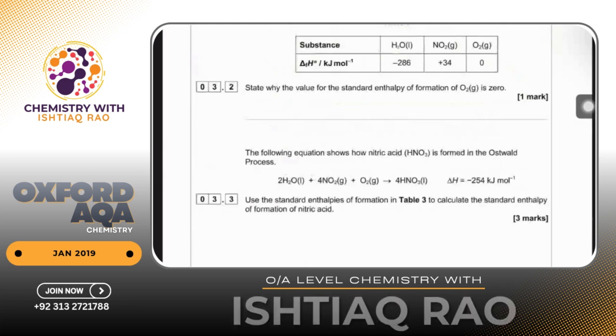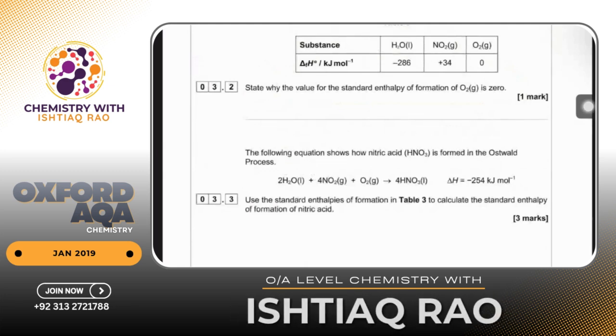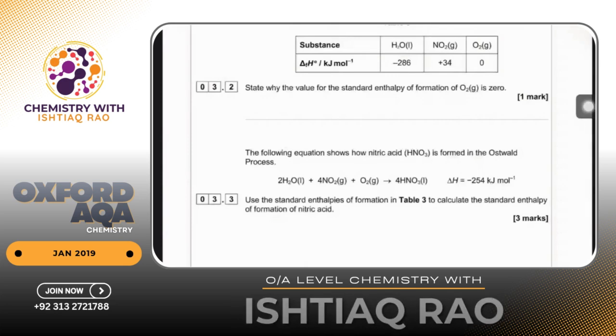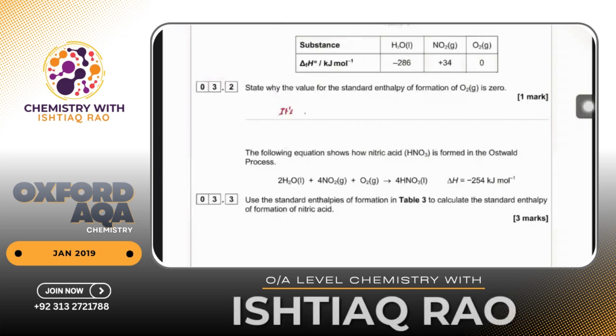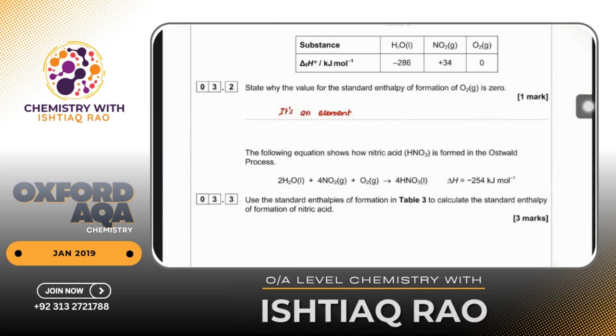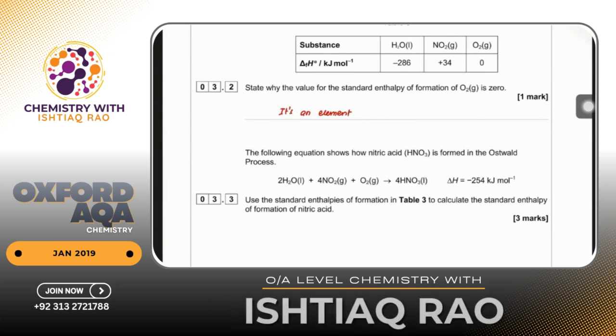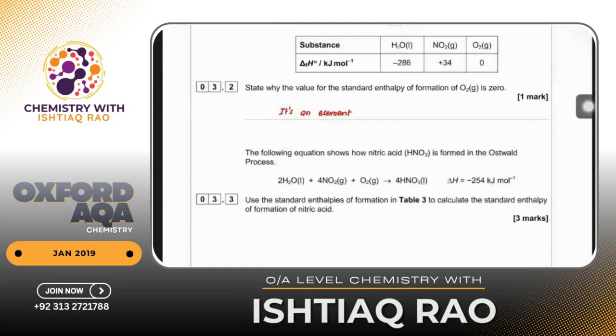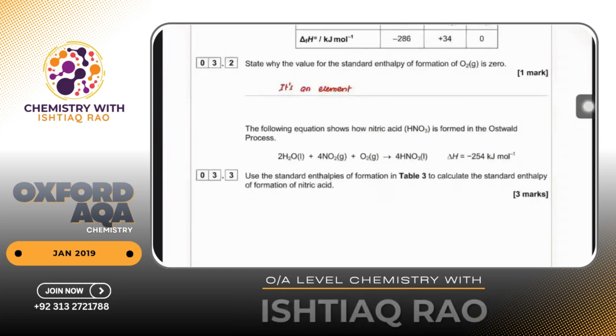I don't know why it's zero, but oh yeah, you told me. Because any diatomic molecules are always zero, right? Yes, it's an element. That's why all the elements are going to have zero enthalpy change. It's not because it's diatomic, it's because it's an element. Okay, so it's 3 marks.